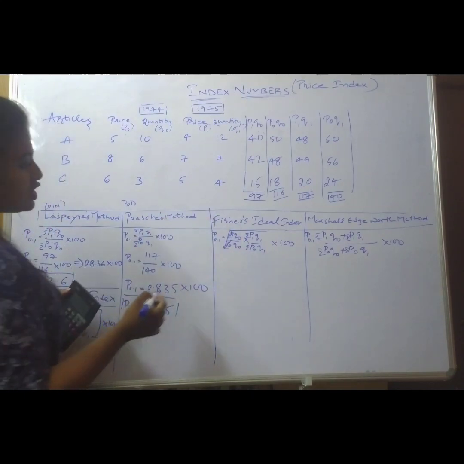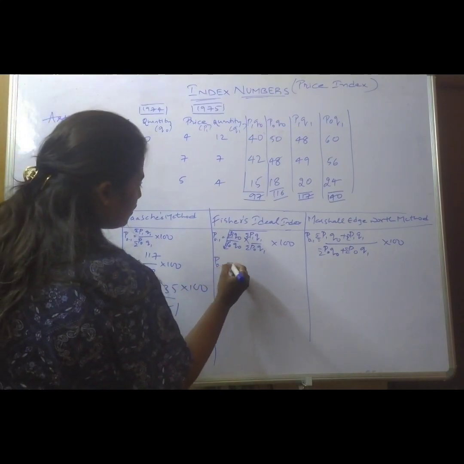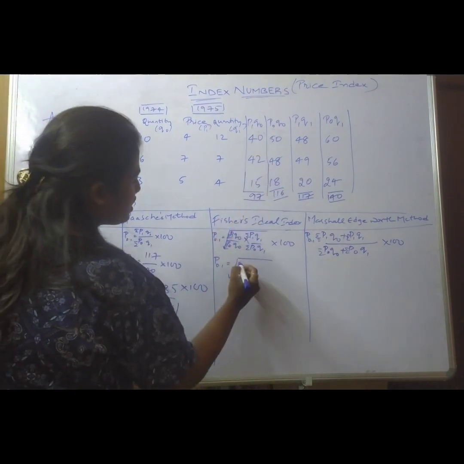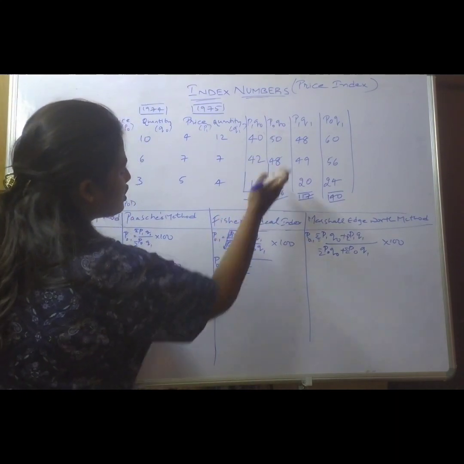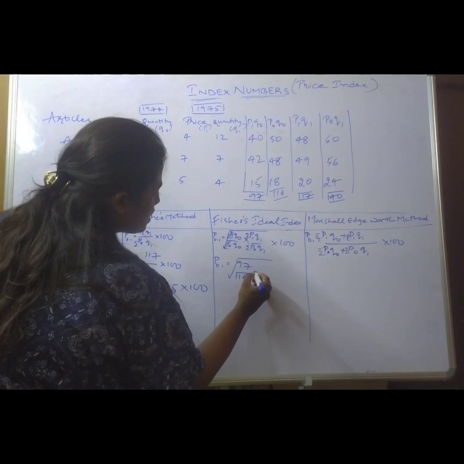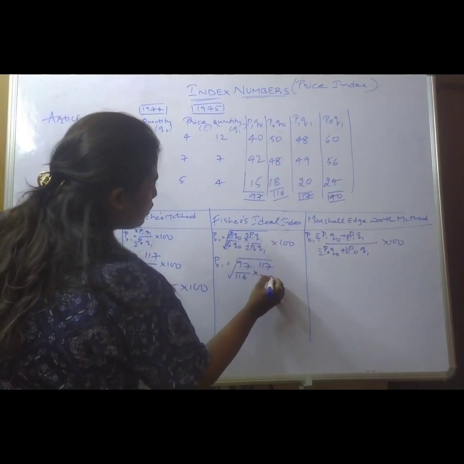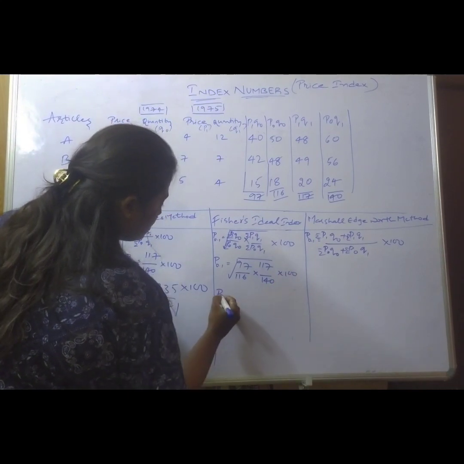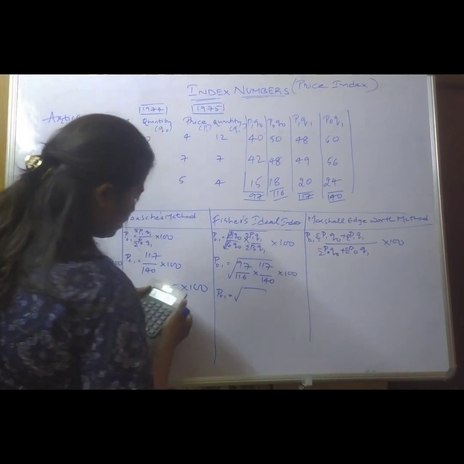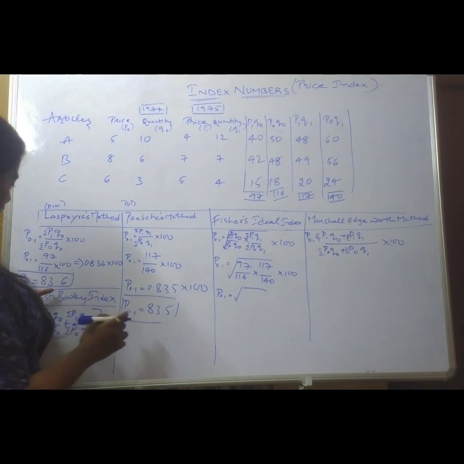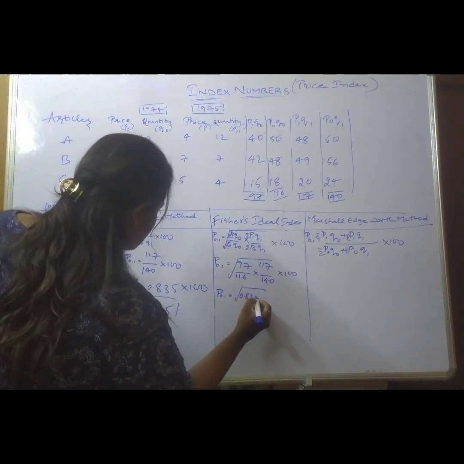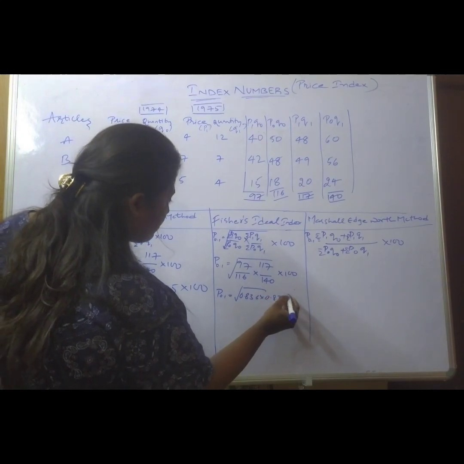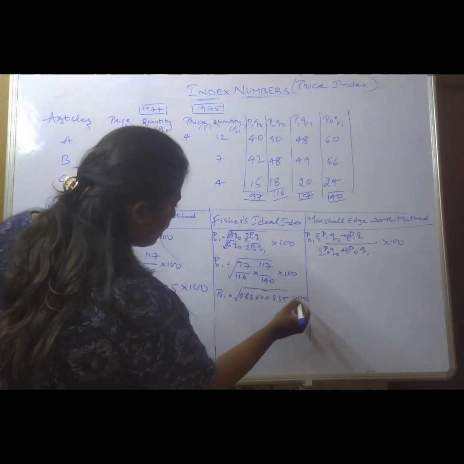Now let's go with Fisher's method. P01 is equal to square root of summation of P1 Q0, which is 97, divided by summation of P0 Q0, which is 116, into P1 Q1, which is 117, divided by P0 Q1, which is 140, into 100. So P01 is equal to square root of 97 divided by 116, which we got as 0.836, into 117 divided by 140, which we got as 0.835, into 100.